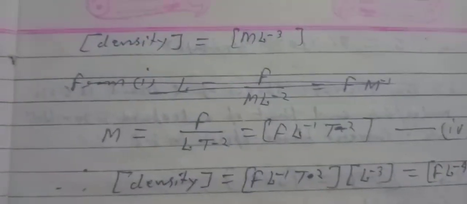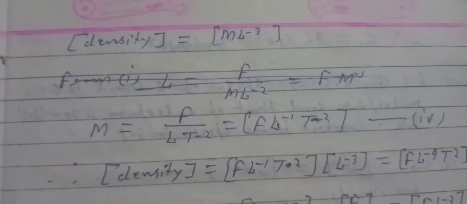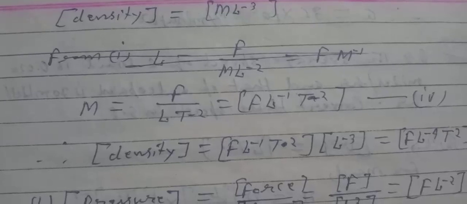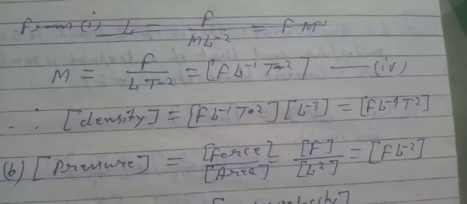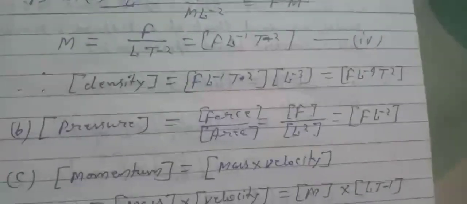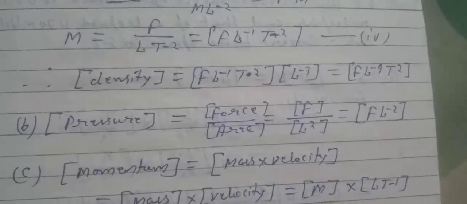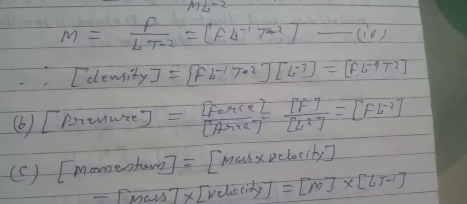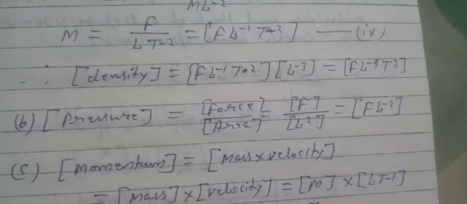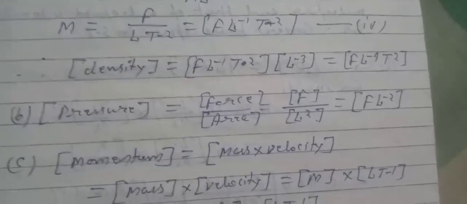Hence density, M into L to the power minus 3, or M equals F by L into T to the power minus 2, or F into L to the power minus 1 T to the power 2, equation 4. Hence density, dimensionally, density equals F into L to the power minus 1 T to the power 2 into L to the power minus 3, equals F into L to the power minus 4 T to the power 2.